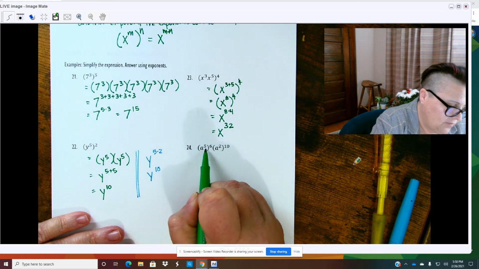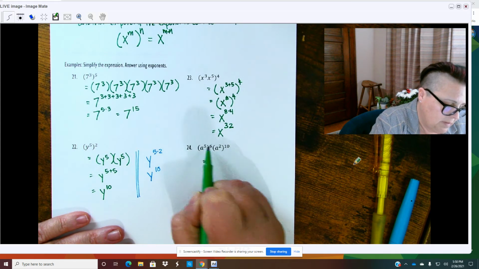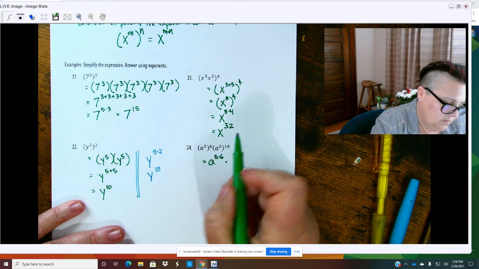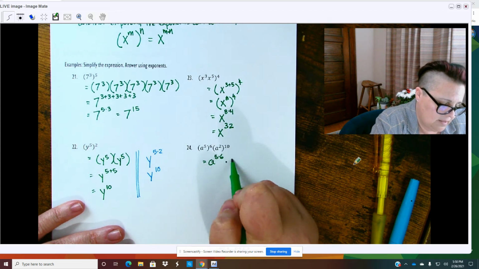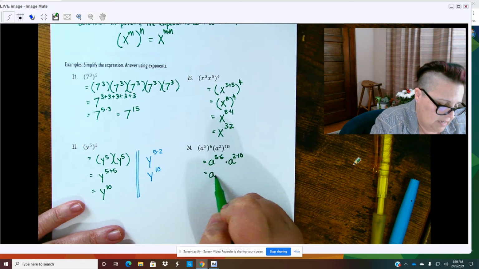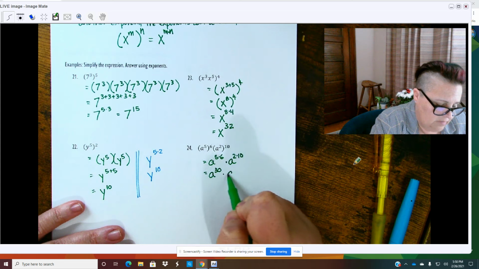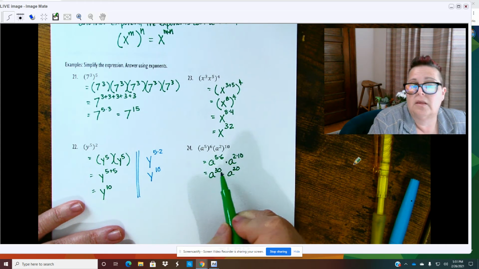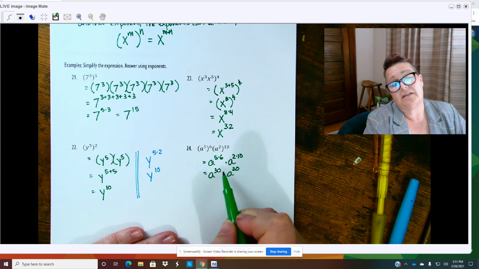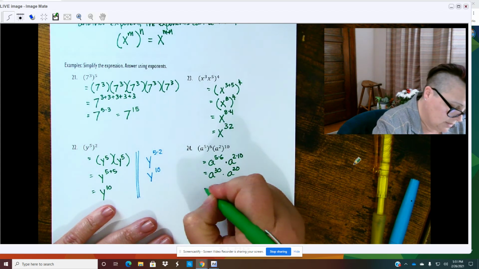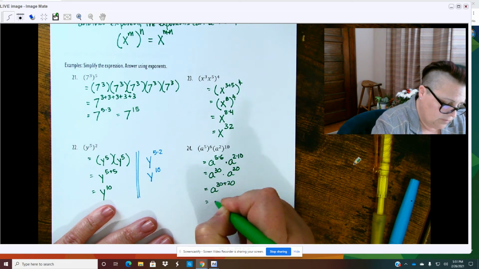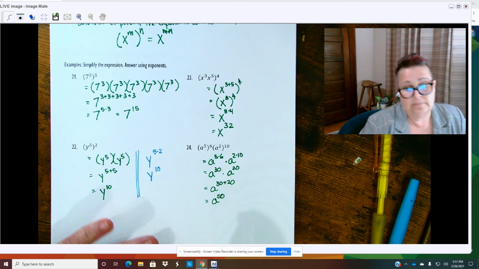All right, problem number 24 gives us the same kind of thing. Here I have a to the fifth to the sixth. That would be a to the 5 times 6 times a to the second to the 10th. That would be a to the 2 times 10. This would be a to the 30th times a to the 20th. The bases are still the same and they are being multiplied. That tells me I can add those exponents. So this would be a to the 30 plus 20, which would be a to the 50th.